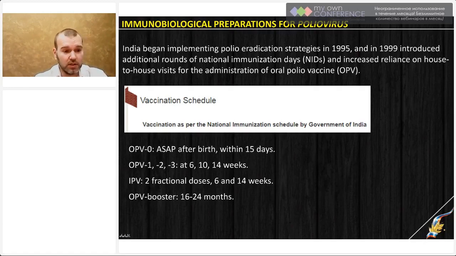We have the oral first dose, OPV0, immediately after birth. Usually it is done within the first 2 weeks after birth. Then 3 doses, OPV 1, 2, 3, at 6, 10, and 14 weeks. The same is recommended by the CDC, and an OPV booster at 2 years of age. And actually, that thing is still not really clear to me. The injectable IPV vaccine is provided at 6 and 14 weeks, but in some areas, in some states of India, it is given as one single dose at 14 weeks.